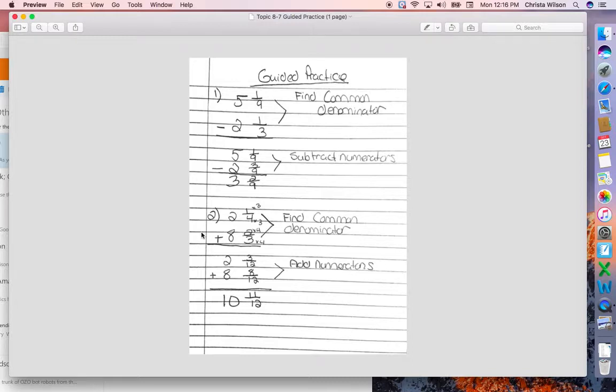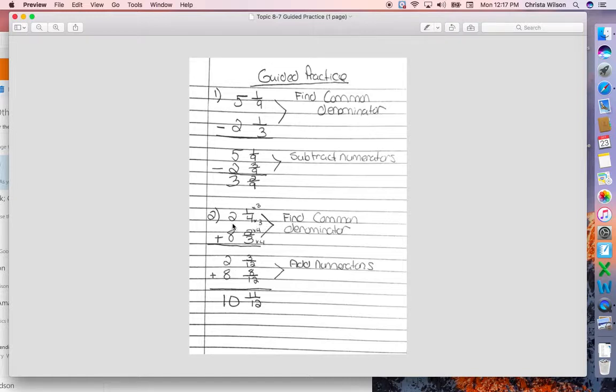We have 2 1/4, and we're going to add that to 8 2/3. First thing you do, notice these fractions do not have common denominators. You have to have a common denominator to add or subtract fractions. So they don't have anything in common, so I'm going to have to multiply them together like the butterfly method. So we're going to use the butterfly method.